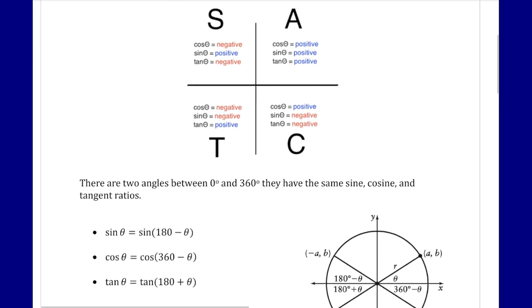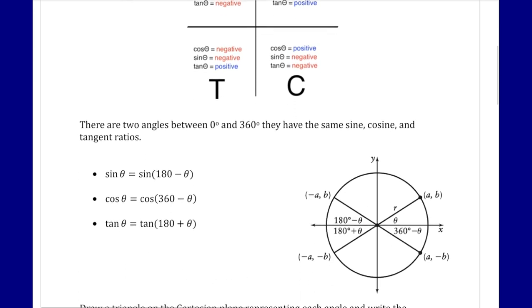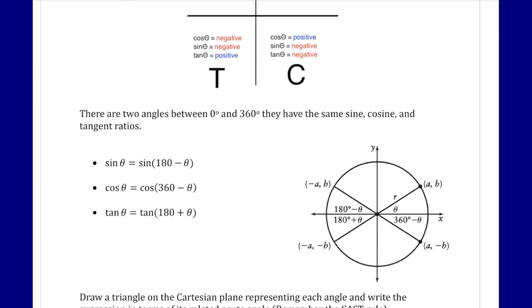And the reason we want to know that is because there are two angles between 0 and 360 that have the same sine, cosine, and tangent ratios. Right? So there is always a complementary angle that will give you the same answer in your calculator when you're trying to find the ratio. Or if you're given certain side lengths, you might be able to get two different angles with these same side lengths. Now there is sometimes a quick way to do that.